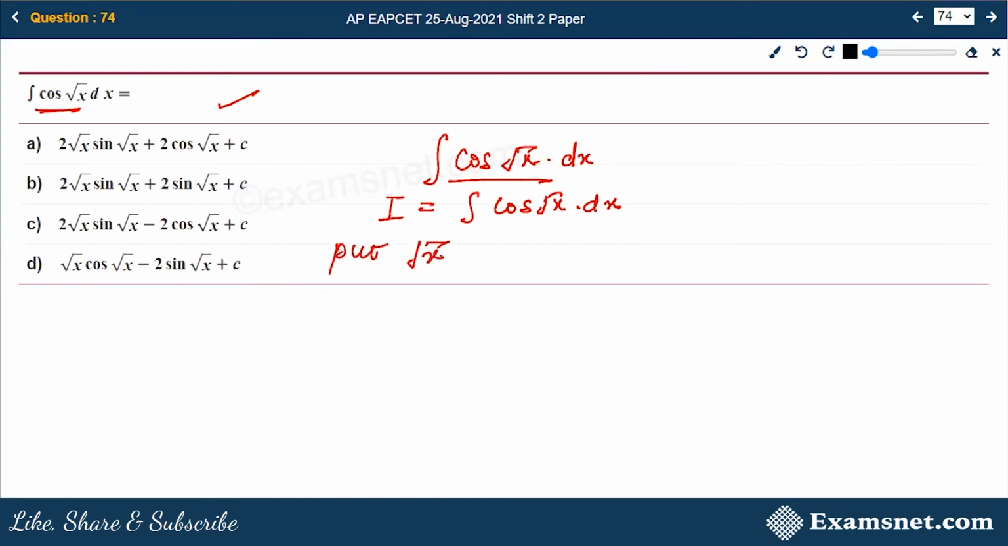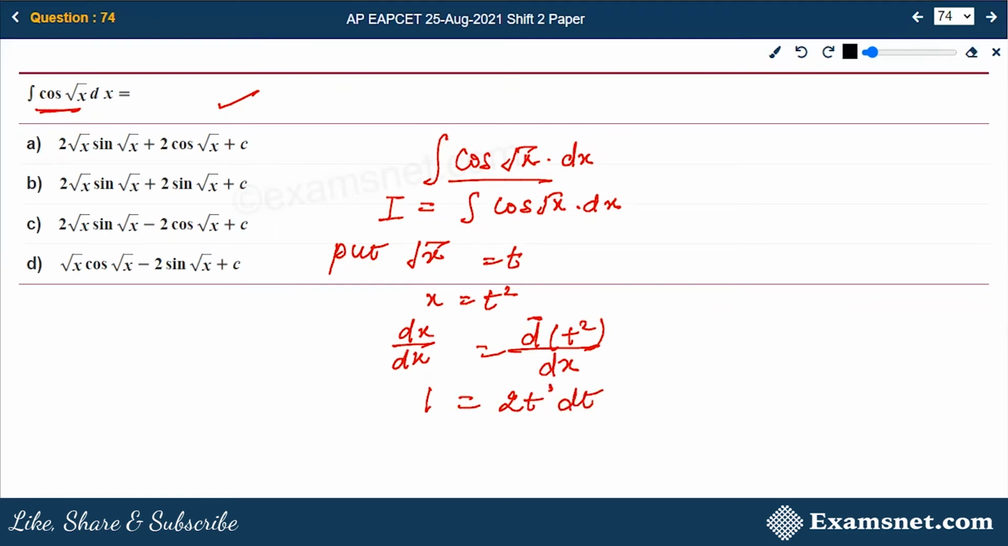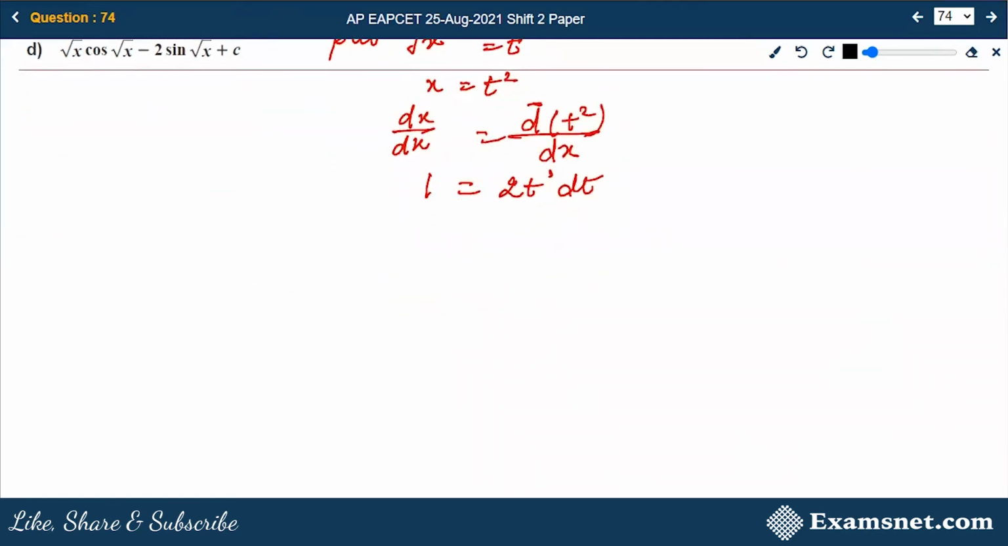Put root x is equal to t. That means x is equal to t square. Finding the derivative with respect to x on both sides, this will be dx upon dx is equal to d of t square upon dx. This will be 2t into dt upon dx. So 1 is equal to this, and we will have dx is equal to 2t into dt.